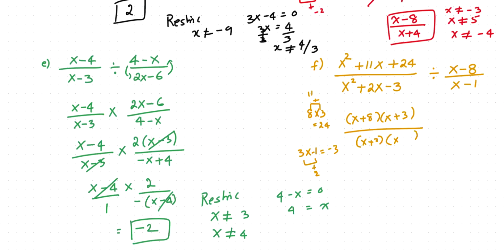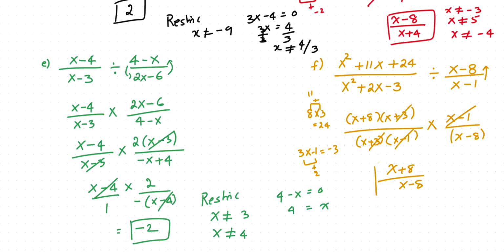The divide sign changes to multiplication. This will flip. So it becomes x minus 1 over x minus 8. Now x plus 3 cancels. x minus 1 cancels. Now we have x plus 8 upon x minus 8. So this is the answer.